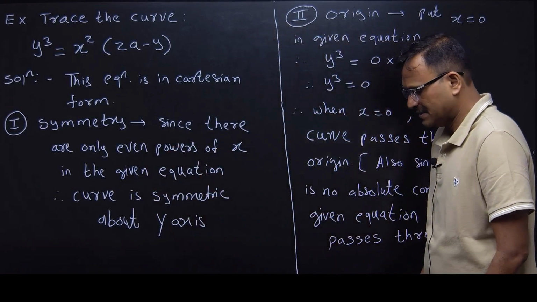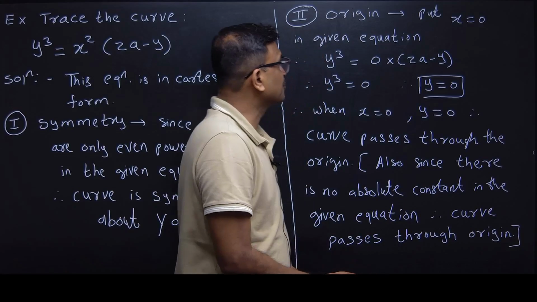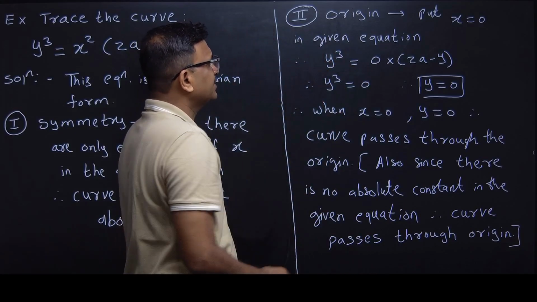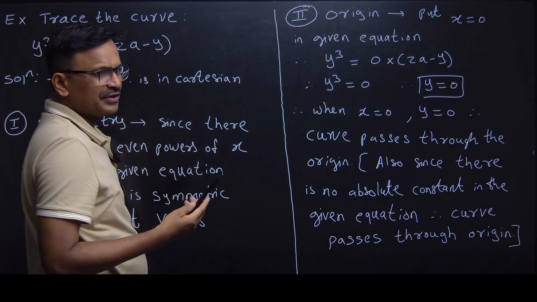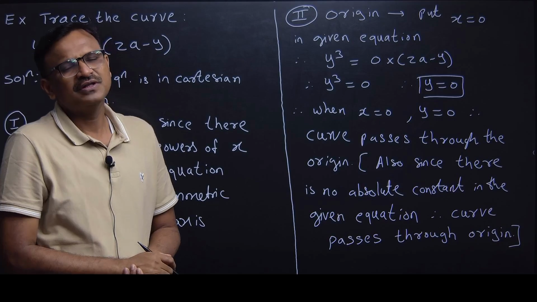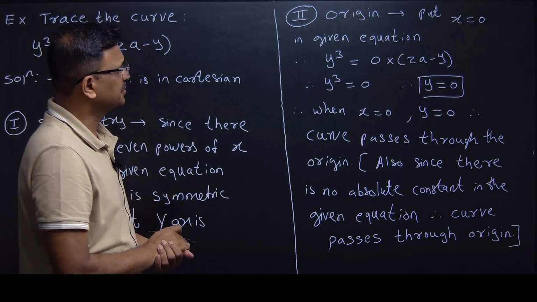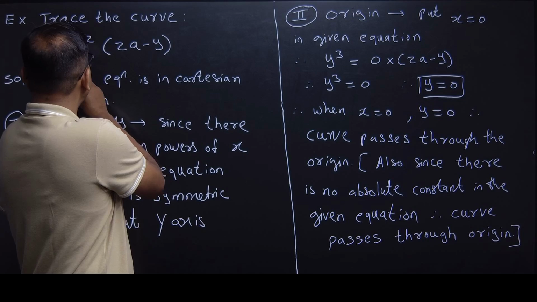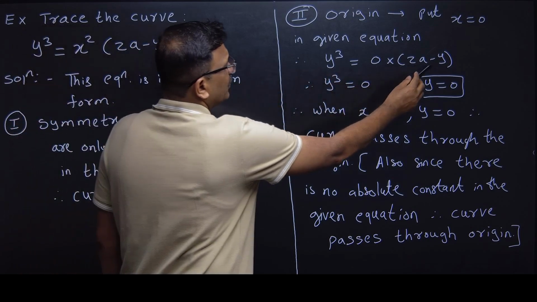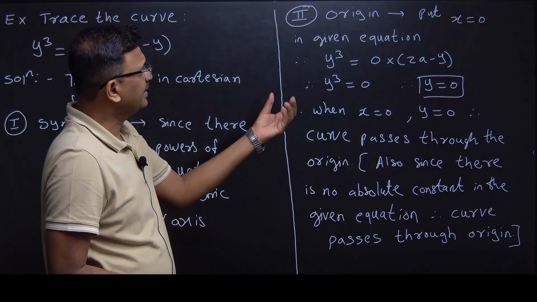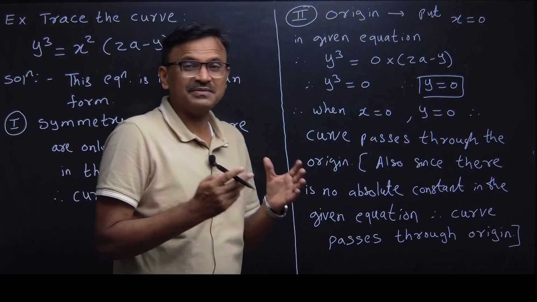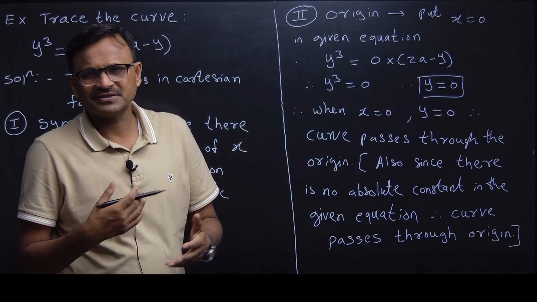Now, to check whether the curve passes through the origin, we'll put x as 0 in this given equation. If you put x as 0 and y also becomes 0, then we can say that the curve passes through the origin. If I put x as 0 in this equation, we get y cube is equal to 0 into 2a minus y. We get y cube is 0, so y is 0. That means when x is 0, y also becomes 0. Therefore, the curve passes through the origin.